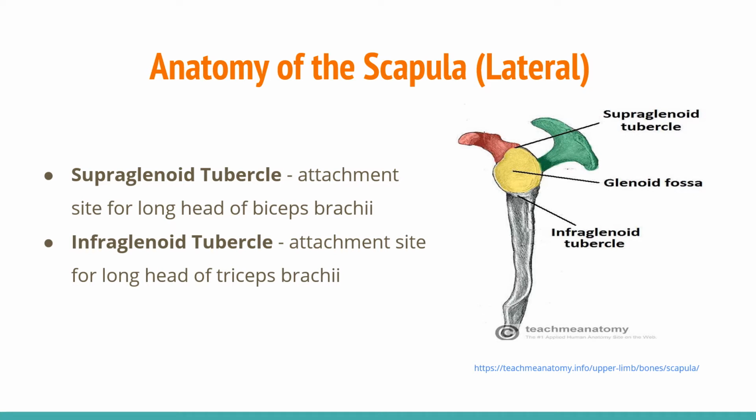Next is the anatomy of the lateral portion of the scapula. This includes the supraglenoid tubercle and the infraglenoid tubercle. The supraglenoid tubercle is the top of the glenoid fossa and is the attachment site for the biceps brachii. The infraglenoid tubercle is the lower portion of the glenoid fossa and is the attachment site for the triceps brachii.